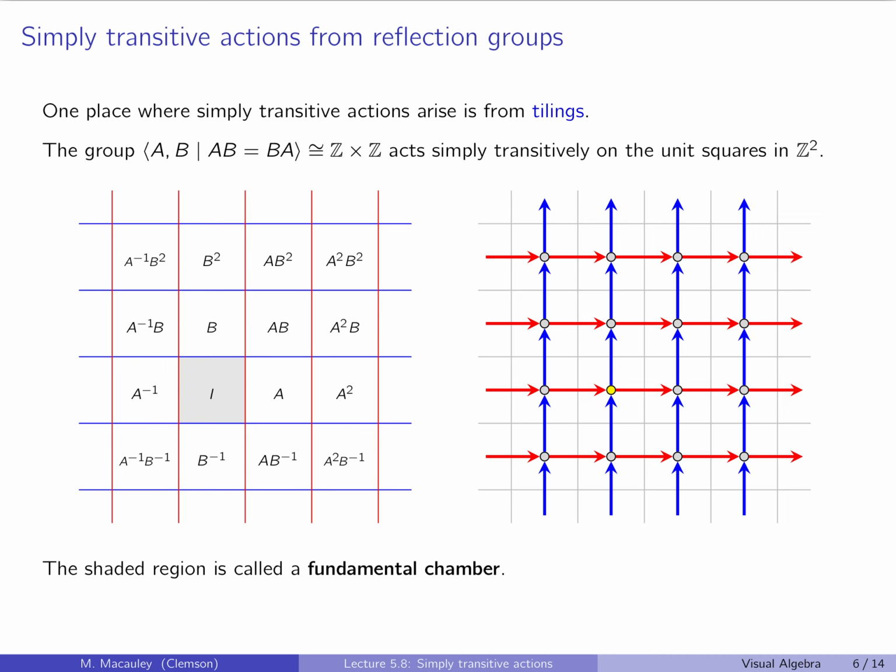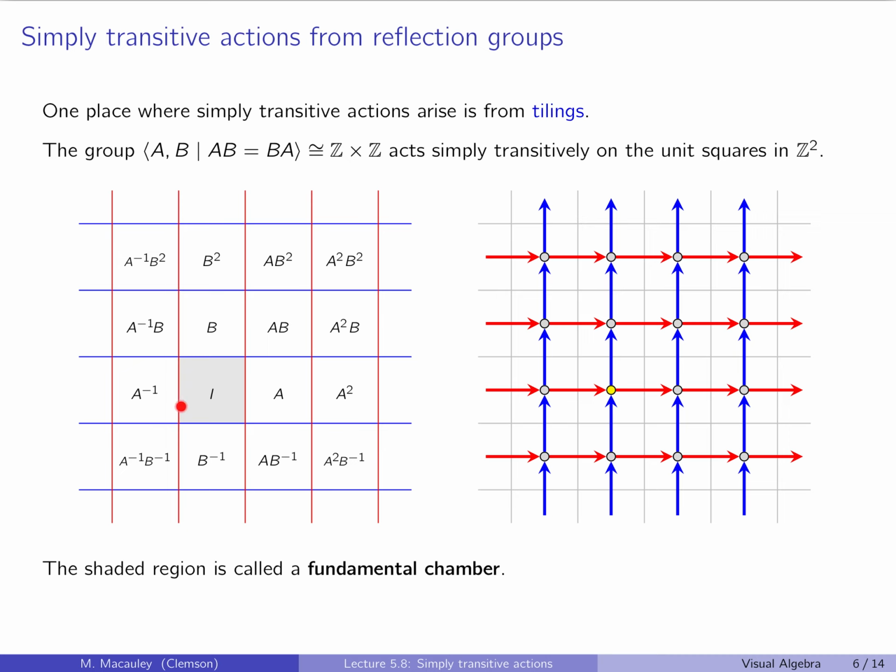Here's a basic example. Consider the abelian group Z cross Z generated by, say, A and B. This acts simply transitively on the set of unit squares in the xy plane. Here are the squares, and by unit squares I mean assuming that we already have a coordinate system. So we can take any square and declare it to be the home state. And then if we press the A button, let's say that we move one to the right, and if we press the B button, we move one up. Here is a Cayley graph.